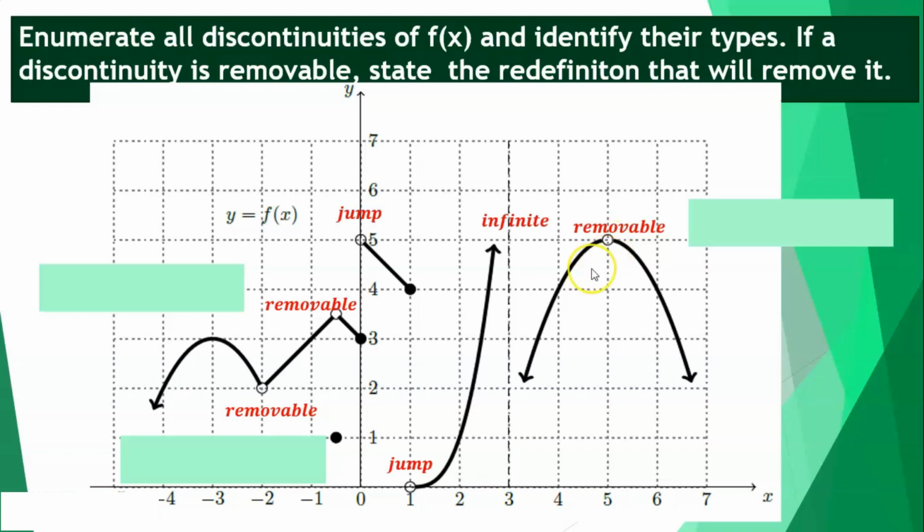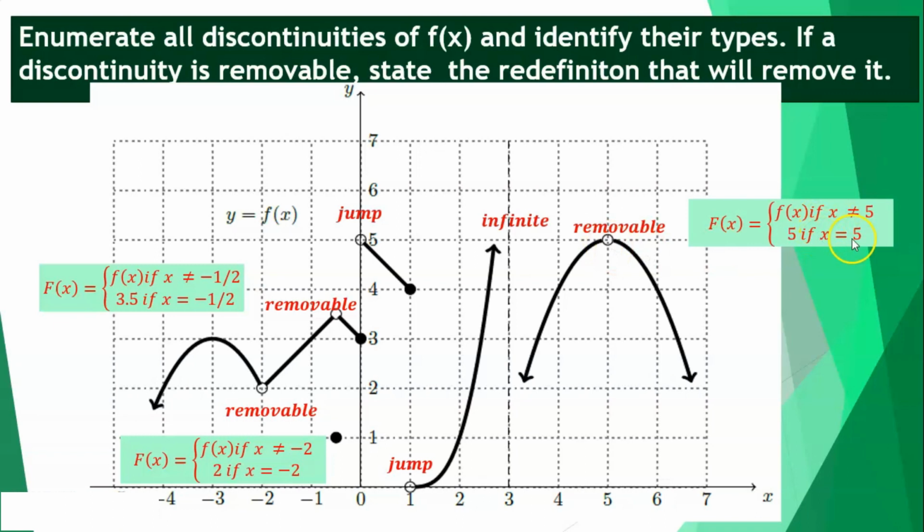So for removable discontinuities, we will redefine them. For the first one, this is f of x at x equals negative 2. The value for y here should be positive 2 so that it will be shaded here. Now for the second removable discontinuity, our redefinition here would be y is 3.5 if x is negative 1/2. Then for the last, our redefinition would be positive 5 if x is 5. Take note of that.